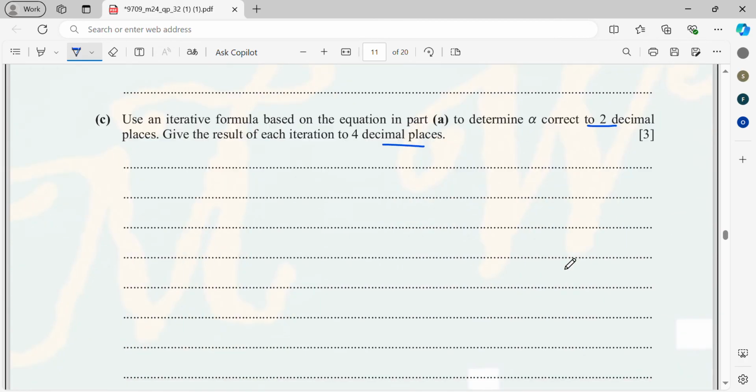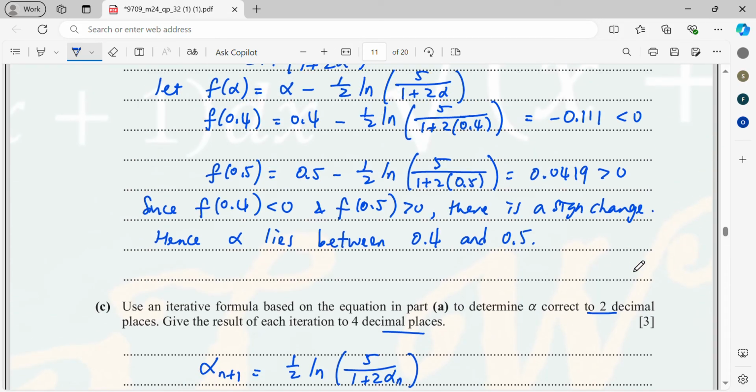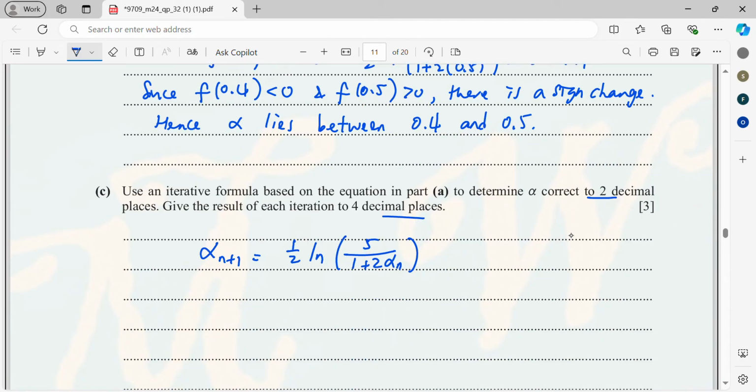So for the left hand side, the alpha, I need to add on n plus 1 as the subscript. Then the right hand side, whenever you have alpha, you change to alpha n. Okay. So now, from part B, we know that alpha lies between 0.4 and 0.5. So for the initial alpha, you can let it be 0.4, 0.5, or any other values. So I will let it be the middle value, that is 0.45.